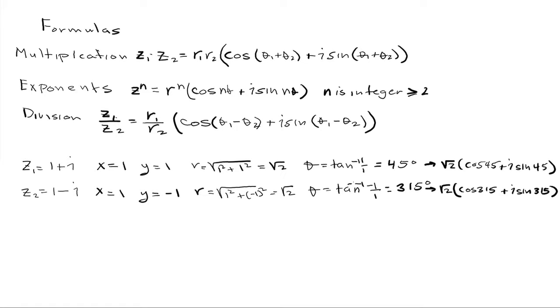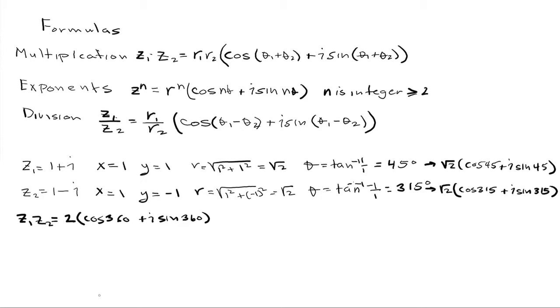So if I want, let's say, z1 times z2, according to the formula, I multiply the r's. So I multiply the square root of 2 by the square root of 2, and I get 2. Cosine, I add the angles. So I take 315 plus 45, which is going to be 360. Yes, it is. 360. Plus i sine 360. Division would be similar, but you would subtract the angles.